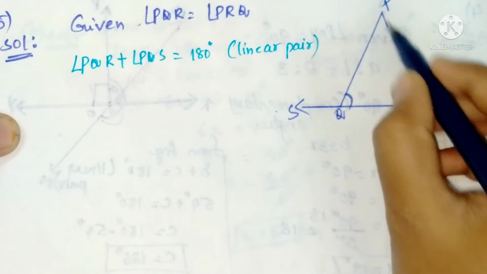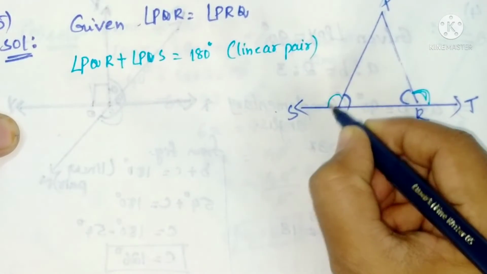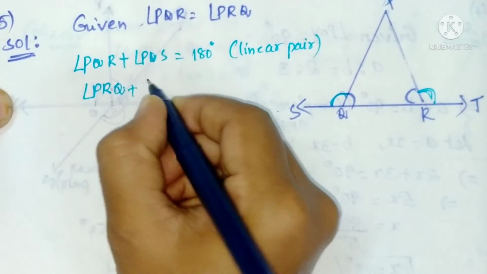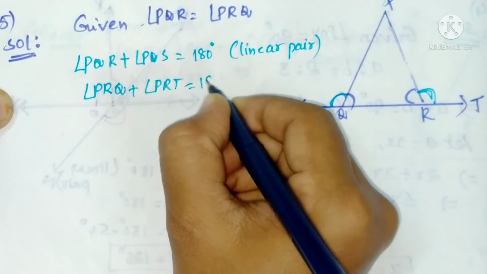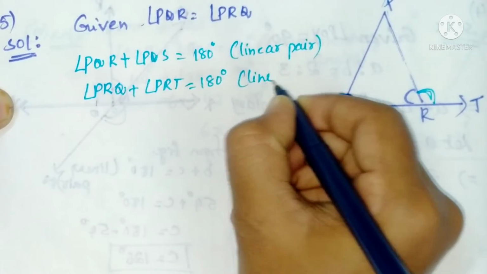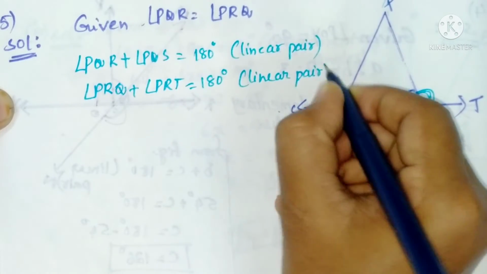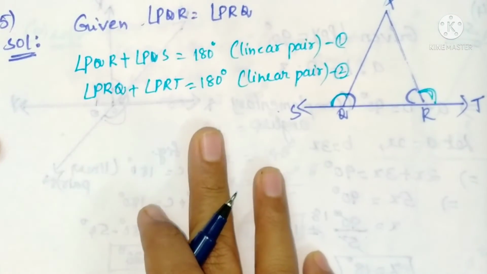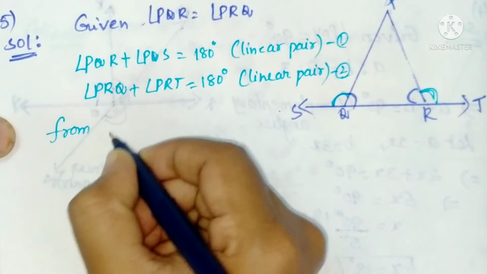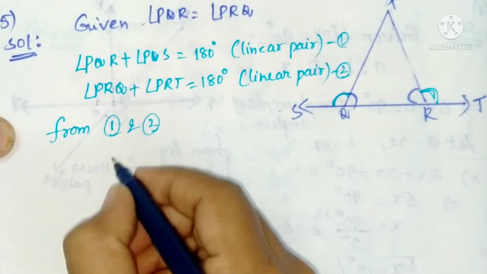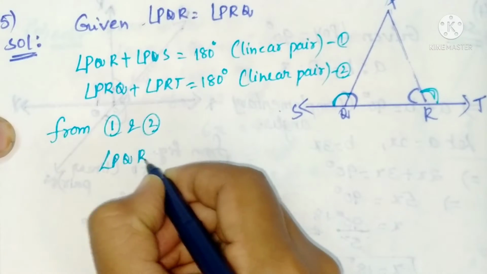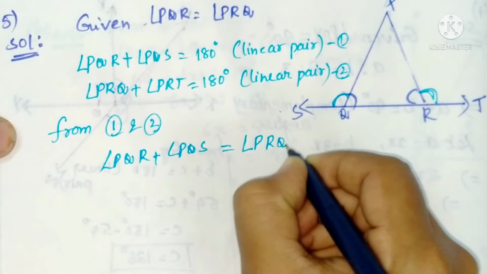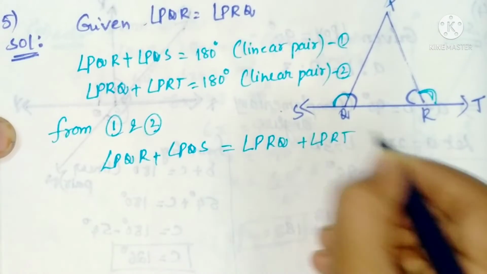Similarly, angle PRQ and angle PRT also form a straight line. So, angle PRQ plus angle PRT equals 180 degrees. Same linear pair. So, by observing these two, both RHS values are equal. So, we can equate the LHS values also. So, from 1 and 2, angle PQR plus angle PQS is equal to angle PRQ plus angle PRT.